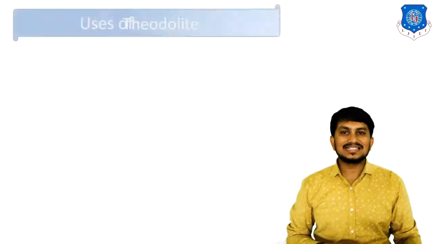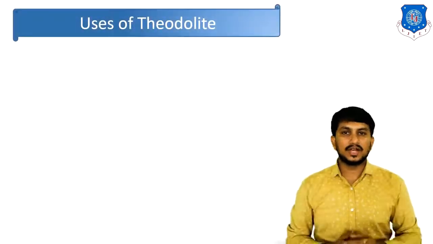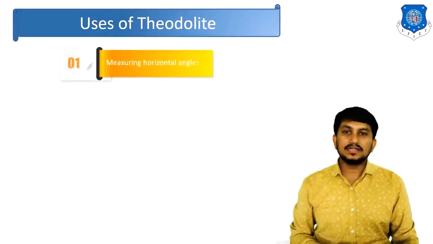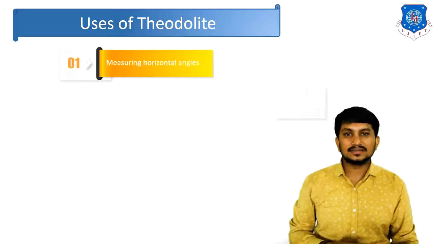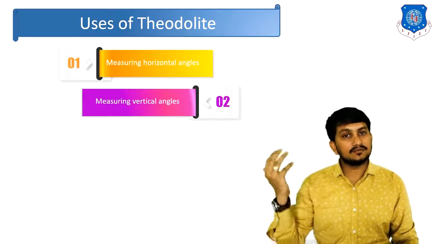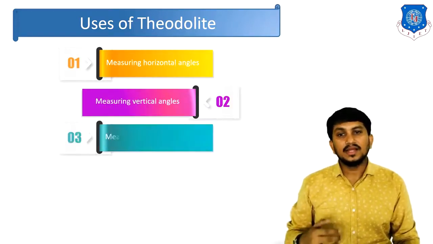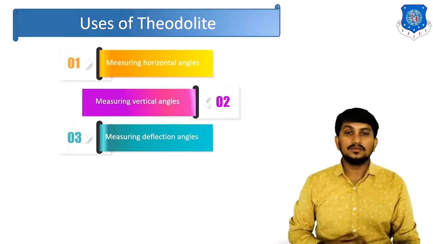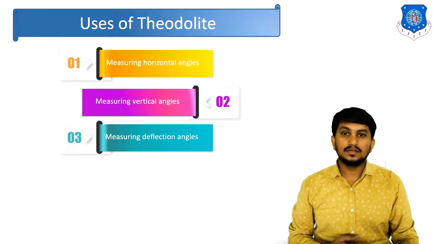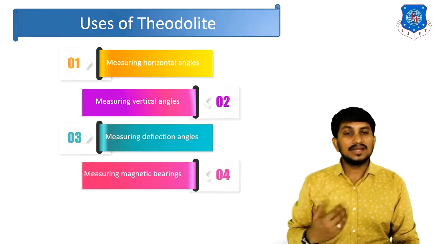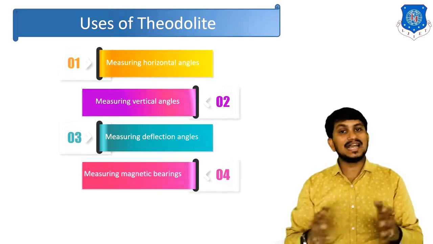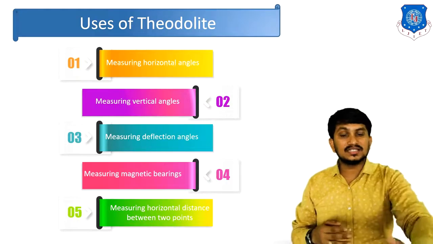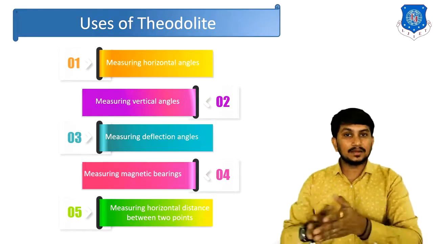Now let's discuss various uses of theodolite, where this theodolite can be used. First is to measure horizontal angles. It is also used for measuring vertical angles. It is used for measuring deflection angles in beams or columns. It is also used for measuring magnetic bearings of the lines. It is used for measuring horizontal distance between two points by taking number of angles.